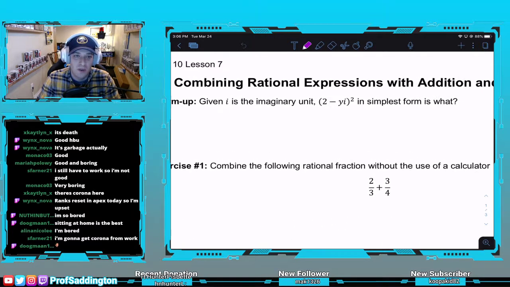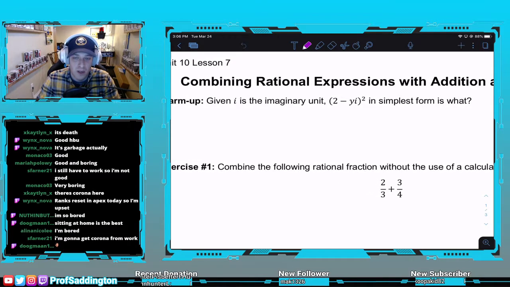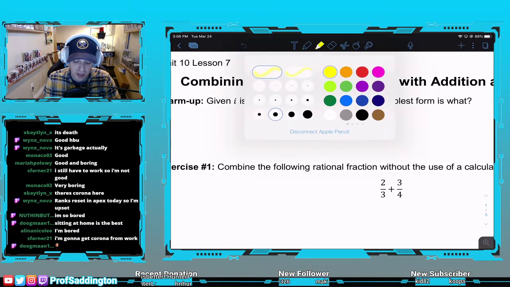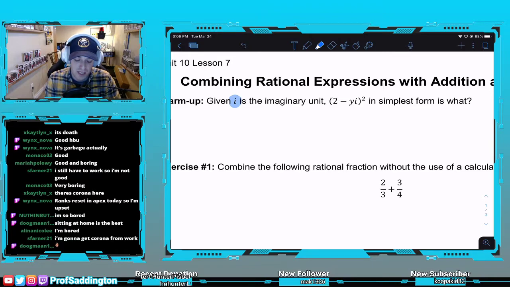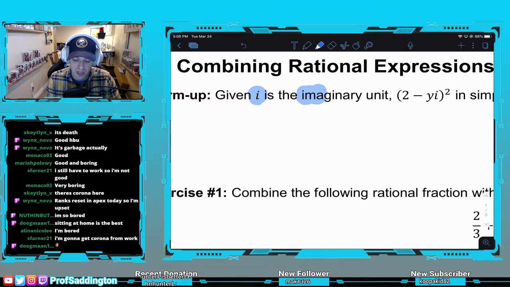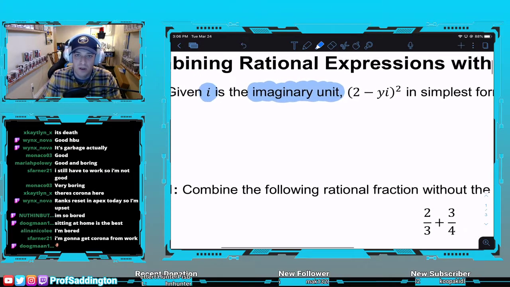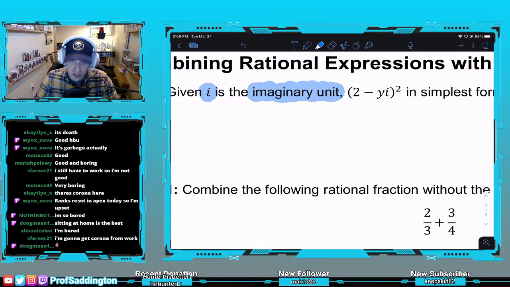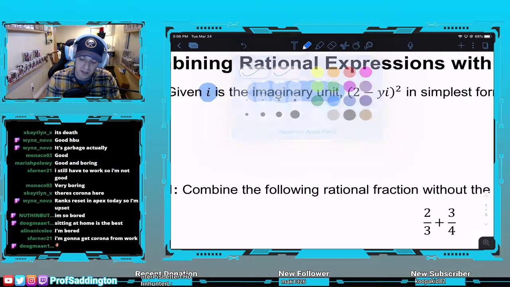So I'm going to start right off with the warm-up. I hope you guys remember what this little guy means right here. It's an imaginary unit or an imaginary number. So if we have 2 minus yi squared, we just have to make sure that we're taking that parenthesis and writing it out 2 times. So I'm just going to write it out twice.